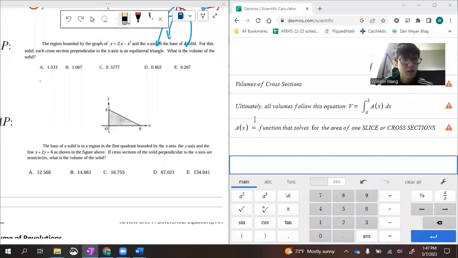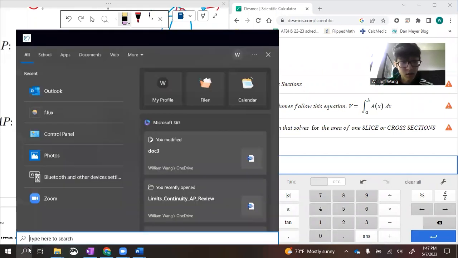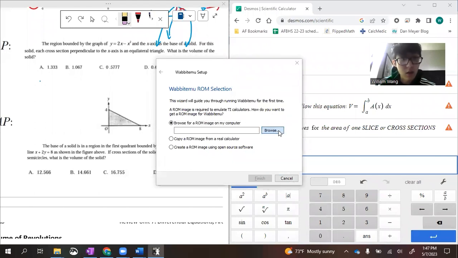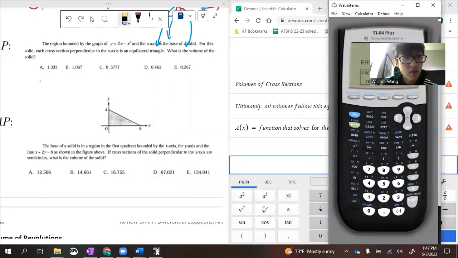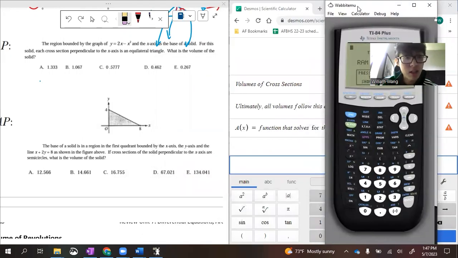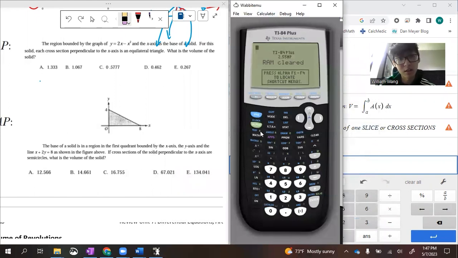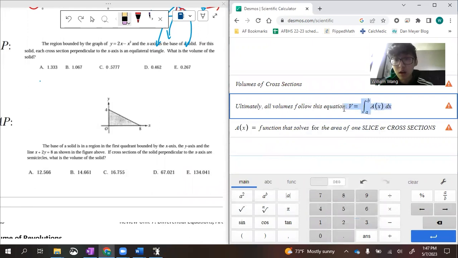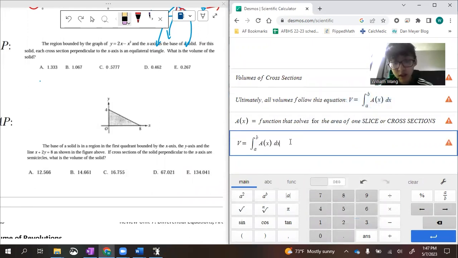Looking at this next question, first of all, I'm going to get my calculator out because I noticed that it is a calculator question based on the answer choices. The region bounded by the graph y equals 2x minus x squared and the x-axis is the base of a solid. For this solid, each cross section perpendicular to the x-axis is an equilateral triangle. One thing I will note, they would give you this on the exam, but the area of an equilateral triangle is square root of 3 divided by 4 times your side length squared.